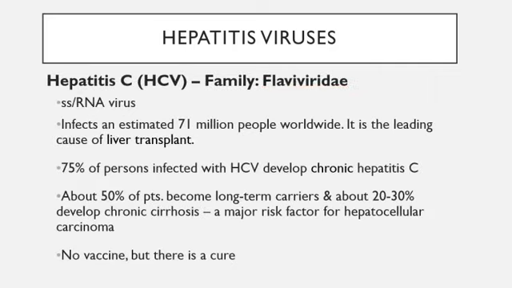Hepatitis C is a single-strand RNA virus. It affects an estimated 71 million people worldwide, and it's the leading cause of liver transplants. 75% of people affected with hepatitis C develop chronic hepatitis C. About 50% of patients become long-term carriers, and about 20-30% develop chronic cirrhosis. Hepatitis C is a major risk factor for hepatocellular carcinoma. There is no vaccine, but there is a cure.